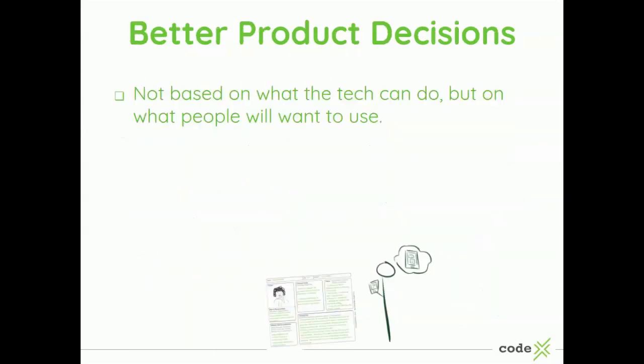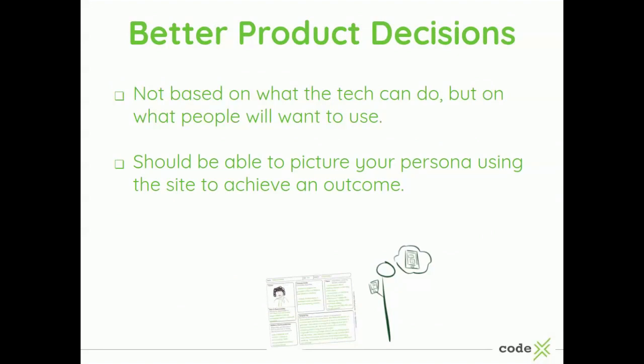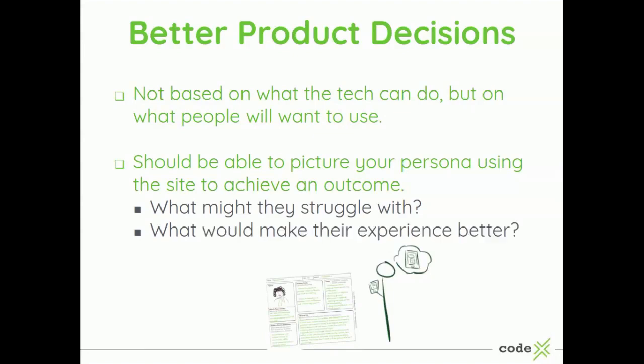So, better product decisions are not based on what the tech can do, but on what people will want to use. You should be able to picture your persona using the site to achieve a specific outcome. You need to think about what they might struggle with when using the application, what would make their experience better, and what they might enjoy. If you have these questions in mind, they can help you make better product decisions.